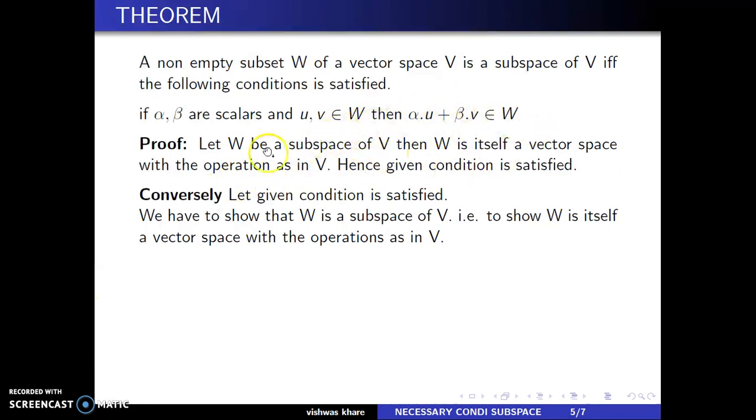Proof. Let W be a subspace of V. Then W is itself a vector space with the operation as in V. Hence, given condition is automatically satisfied. Conversely, let the given condition be satisfied. We have to show that W is a subspace of V. That is, to show W is itself a vector space with the operations as in V.